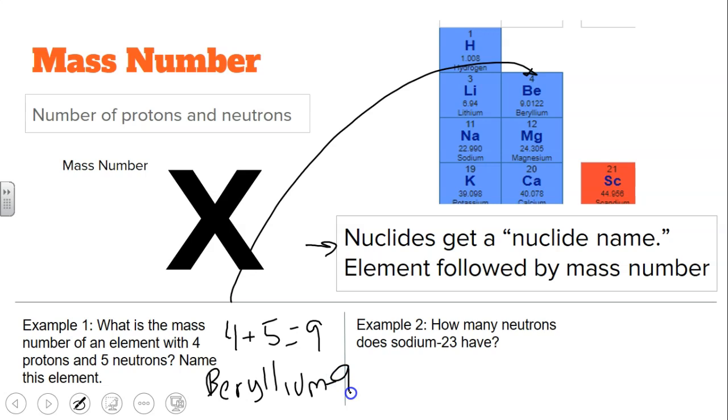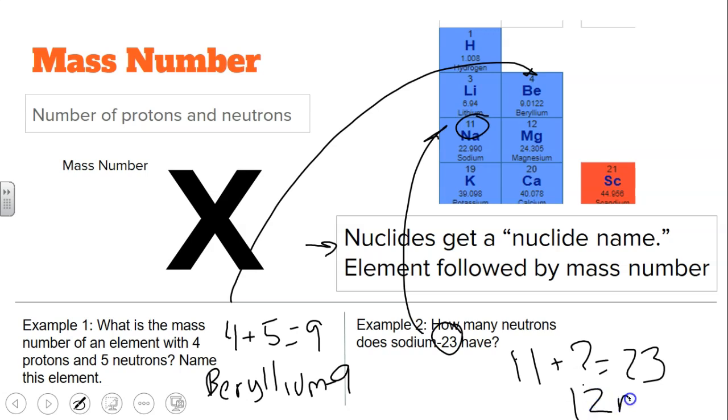We're given a name of a nuclide. Can we then determine how many neutrons it has? So for sodium-23, we would look up here at sodium, and we know, again, this number is the number of protons. So we know that it's 11 plus something must equal 23 because this is the mass number. So then we know by doing some math here that there are 12 neutrons in this nuclide of sodium. Okay, so there it is.